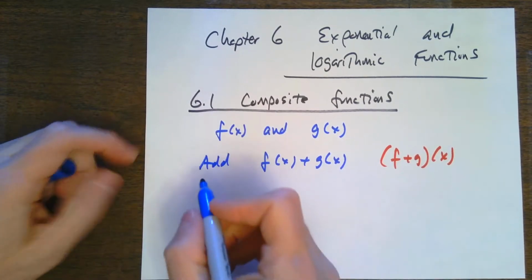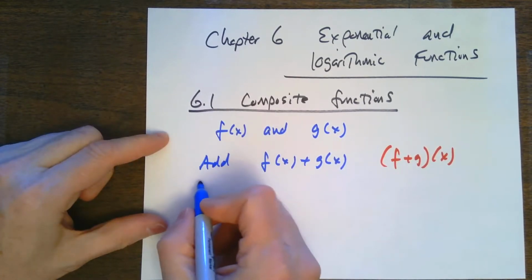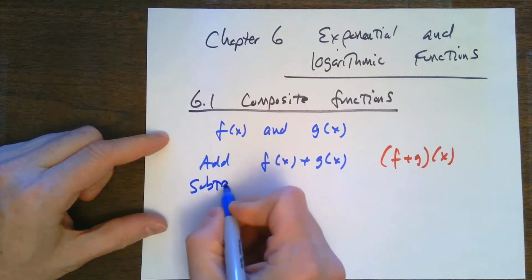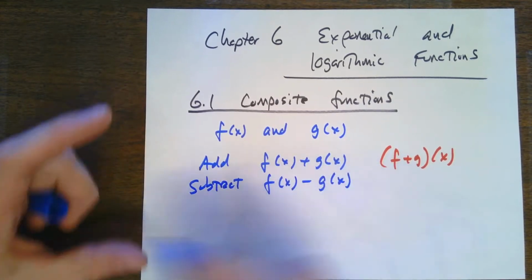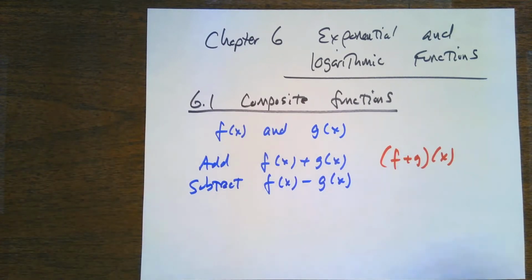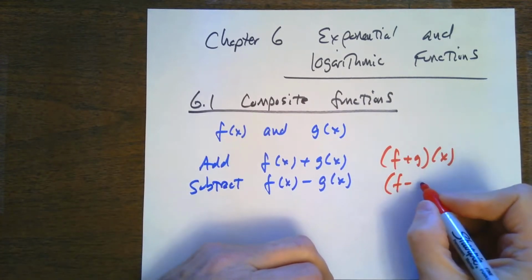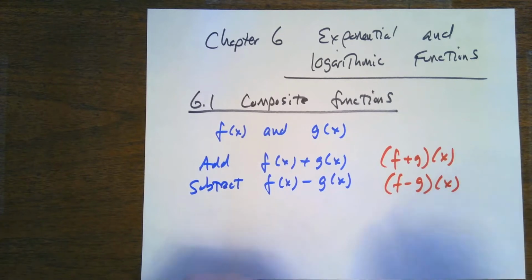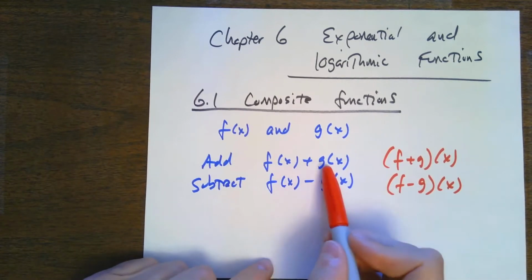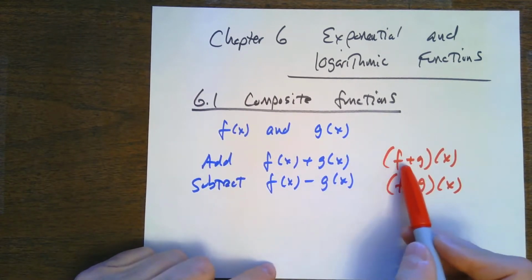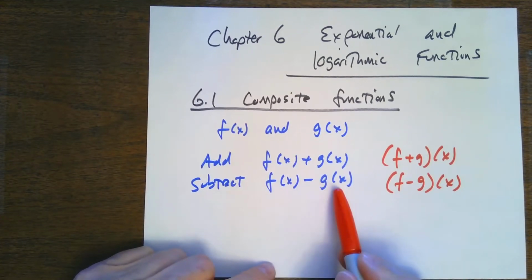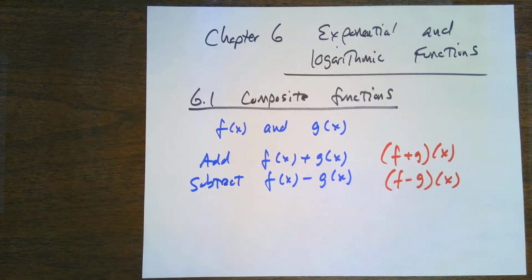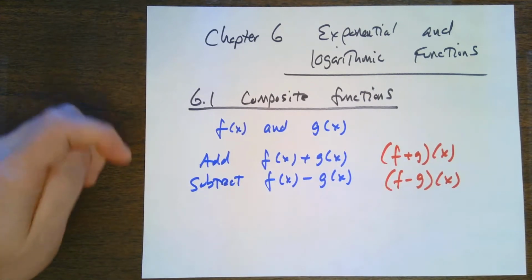We can subtract the functions, take the difference, f of x minus g of x, which is another way of noting f minus g of x. Notice f plus g of x would be the same thing as g plus f of x. They really would be the same function. F of x minus g of x would not be the same if I did it the other way around, g minus f of x.